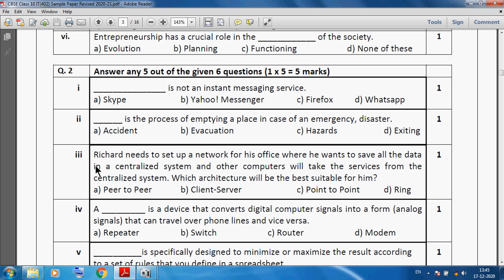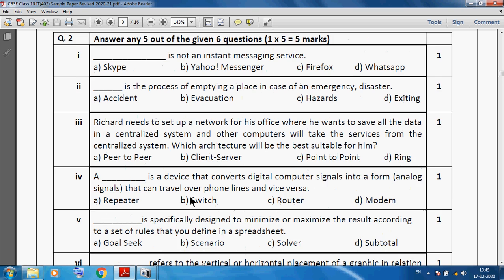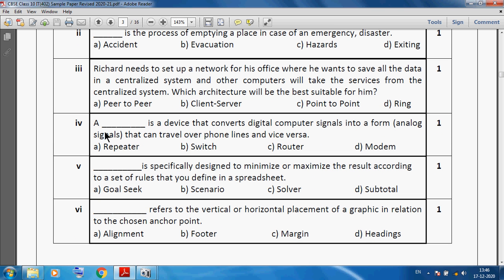Richard needs to set up a network for his office where he wants to save all the data in a centralized system, and the other computers will take the services from the centralized system. Which architecture will be best suited for him? We have 4 possibilities: peer-to-peer, client-server, point-to-point, or ring. So you select one answer. A device that converts digital computer signals into analog signals that can travel over phone lines and vice versa. What is the answer? Repeater, switch, router, and modem. So you will select the correct answer for this.